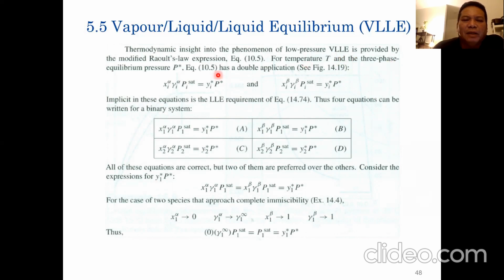VLLE is provided by the modified Raoult's law expression, using this equation here, which we denote as the asterisk, star. Specifically it can be formed into this: A, B, C, this equation here for alpha, gamma, and P separated. This is for alpha, it is the same. This is for the liquid form, for species B rich.